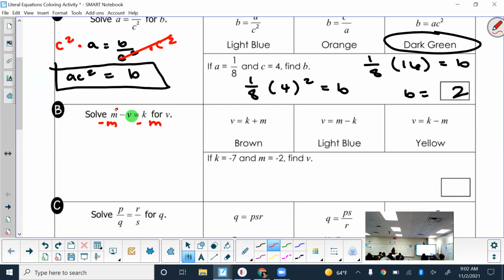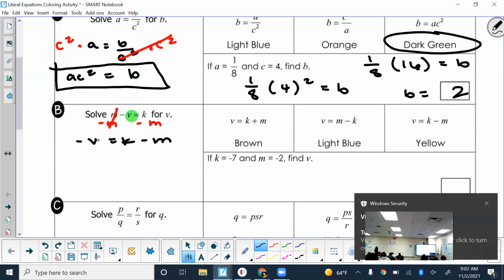On the left, M minus M is 0. That canceled. What remains? On the left, what remains is, on the right, it's K minus M. Good. Now, is the B completely by itself? No. If you thought so, then that's wrong.